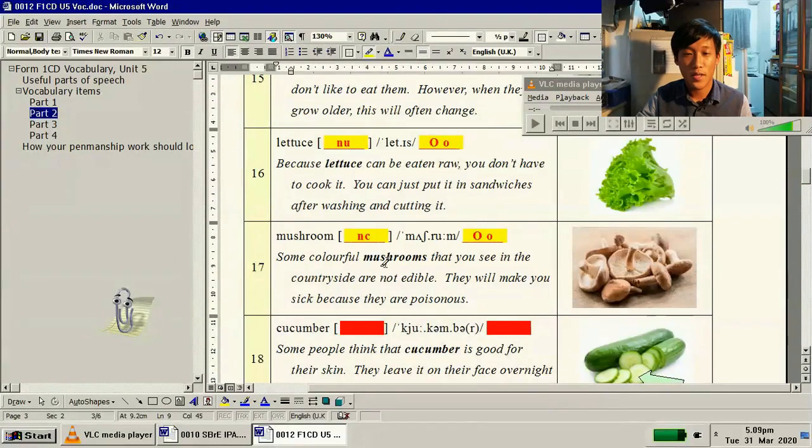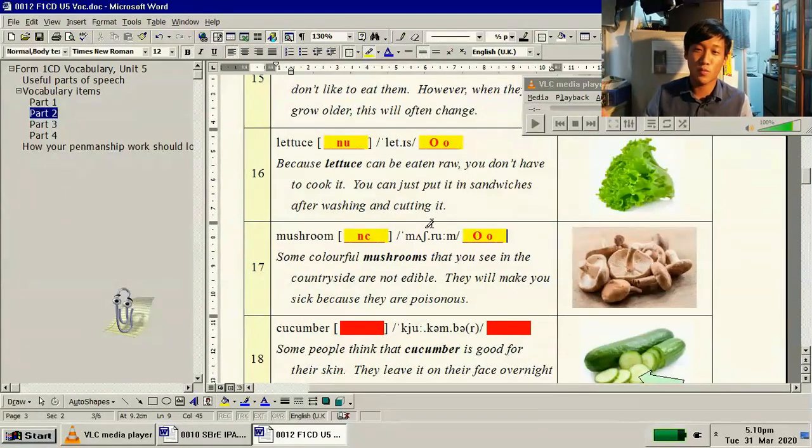Okay, mushroom. So, example, some colorful mushrooms that you see in the countryside are not edible. So some mushrooms can be colorful, especially in cartoons or stories. What will happen in these stories? So usually if you find them in the countryside, that means not in the city, but in a place where there are lots of trees, yeah. You go there for a picnic, and so what happened to these mushrooms? They are not edible. You cannot eat them. They cannot be eaten.